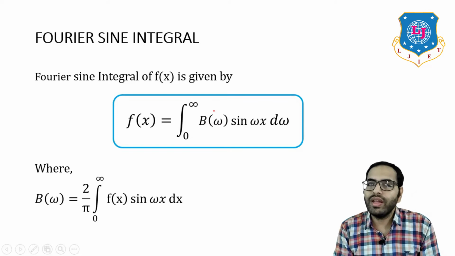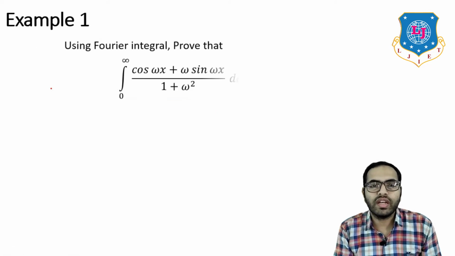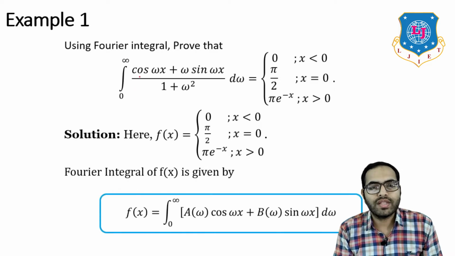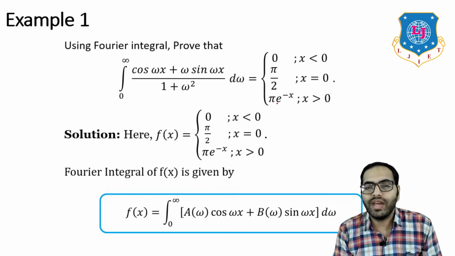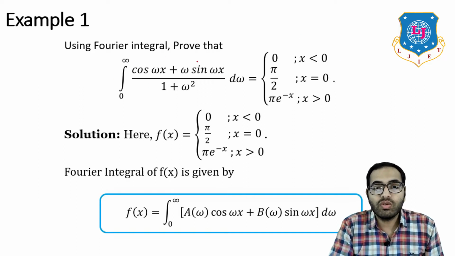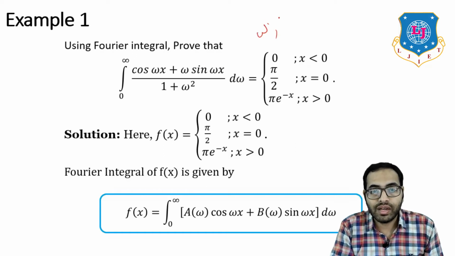Let's move on to one example. Using Fourier integral, prove that integral 0 to infinity cos omega x plus omega sin omega x upon 1 plus omega square d omega equals the function, which is 0 where x less than 0, pi by 2 where x equal to 0, pi e raised to minus x where x greater than 0. These are the functions and we just get the answer in this form. Here sometimes you use the variable omega as well as lambda.